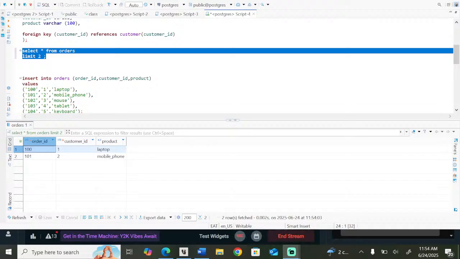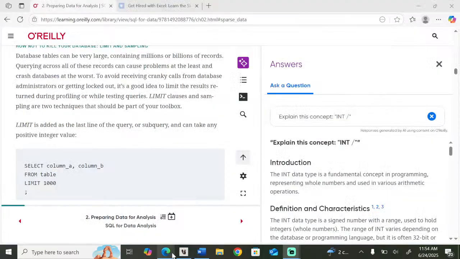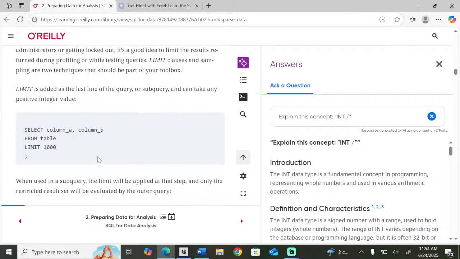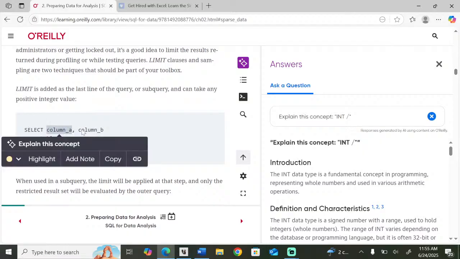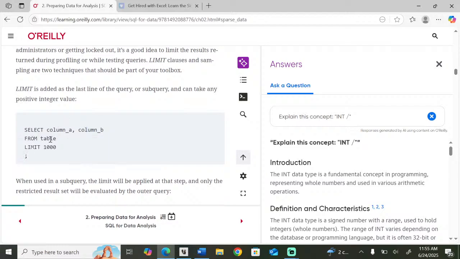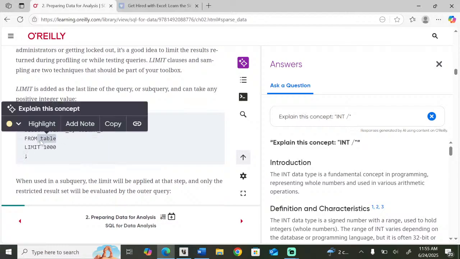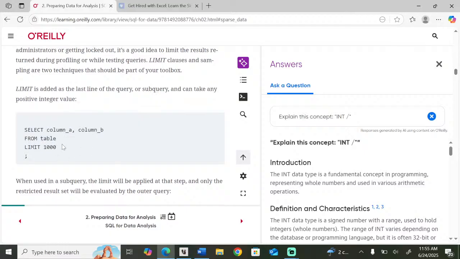Now we can go back to our, so that's what we mean by limit. So select, this is the basic syntax, how it looks when you're writing queries. Select means pick column names. So you put the column names, column A, column B, from table. So now you're going to write the name of the table. So limit 1000. Going to limit to 1000 rows.